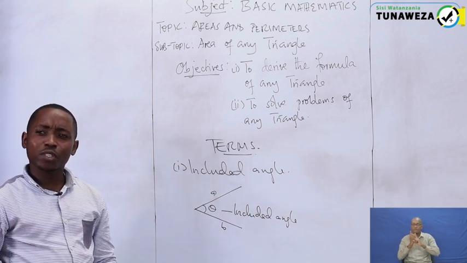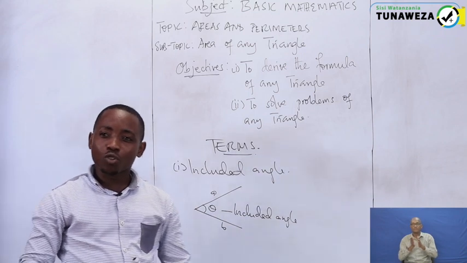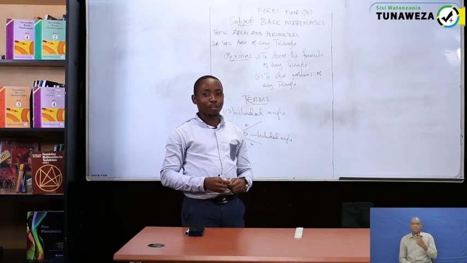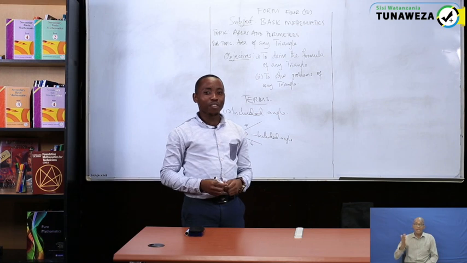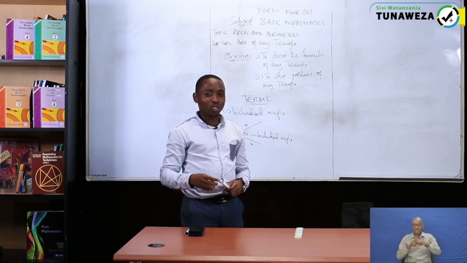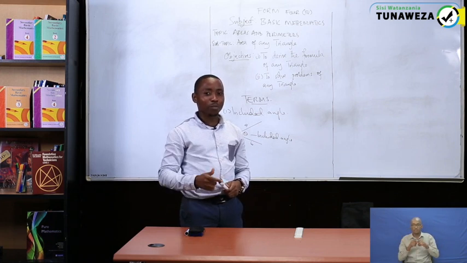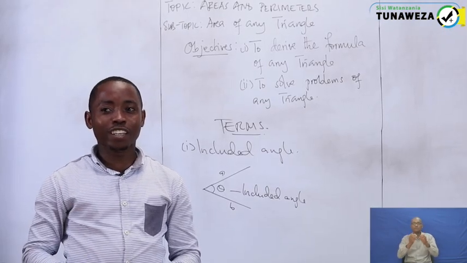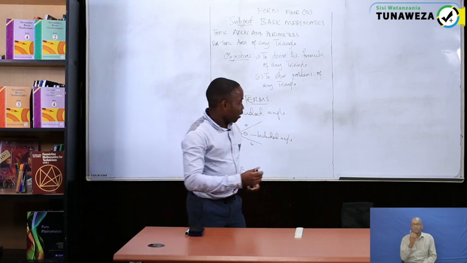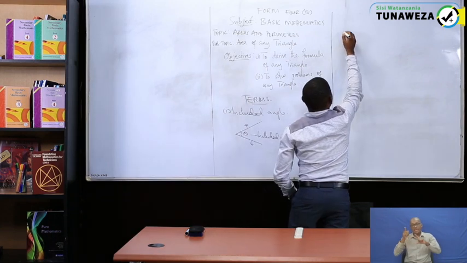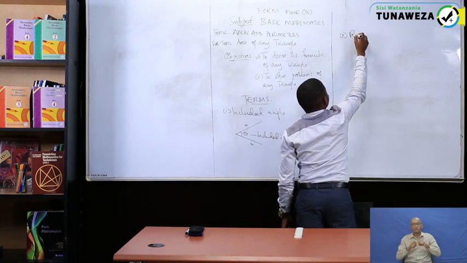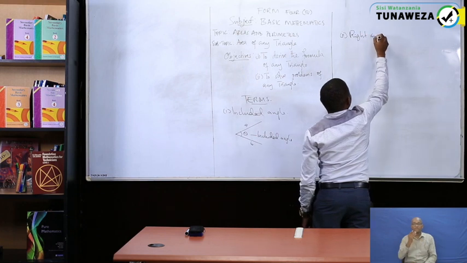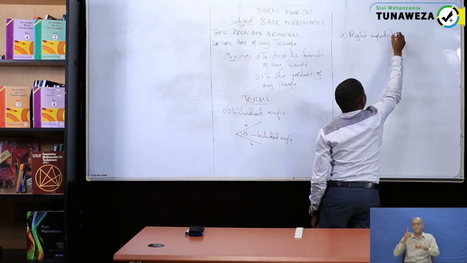The second concept we need to remember is the concept concerning the right-angled triangle. I know you are very familiar with the right-angled triangle, and in this one, we are going to focus on only one part, which is trigonometric ratios concerning the right-angled triangle.